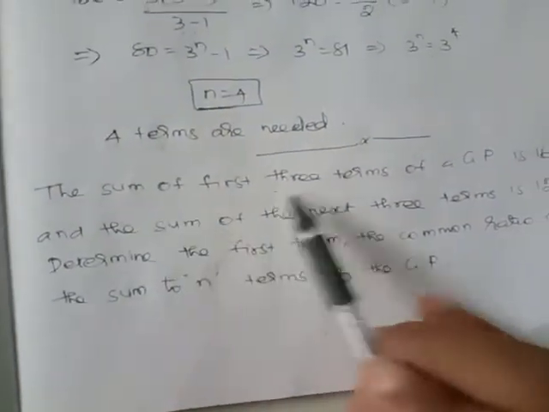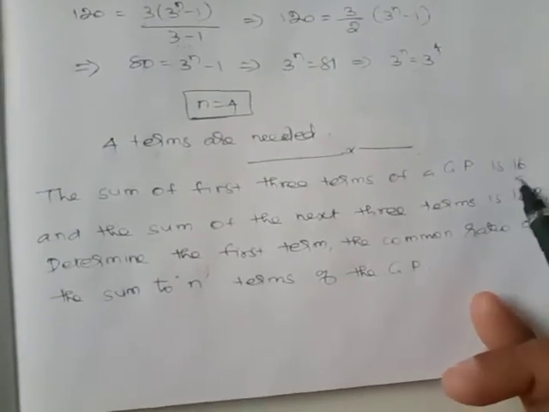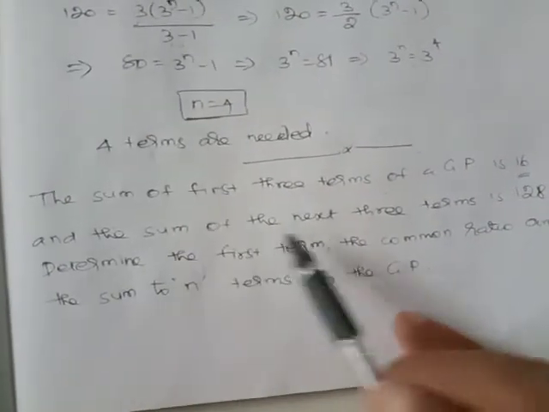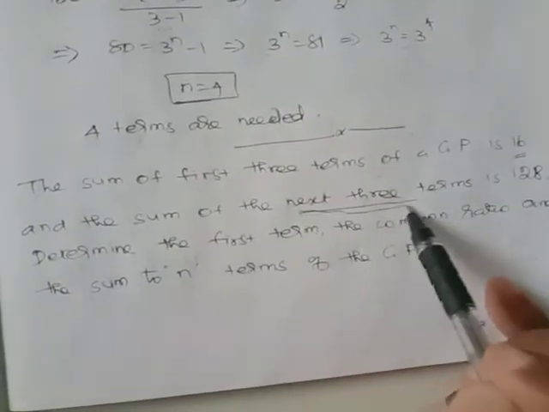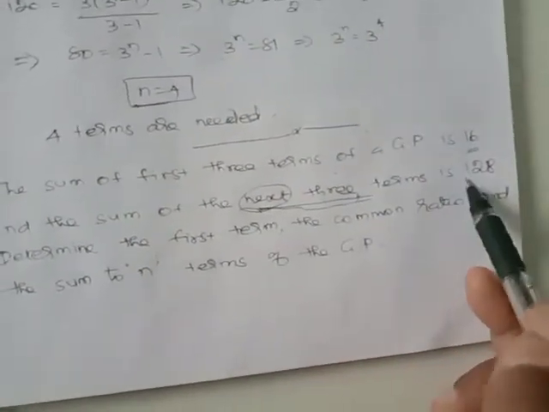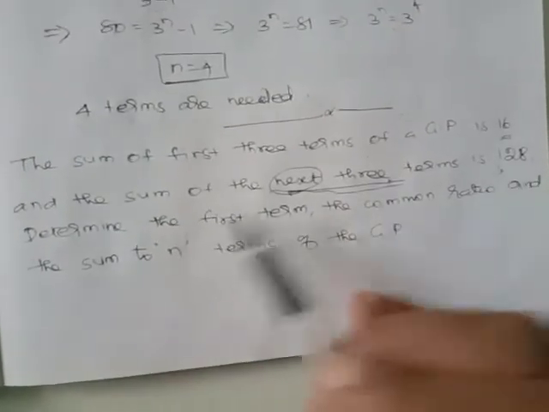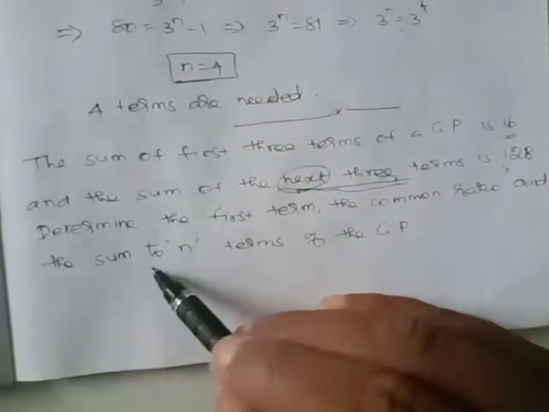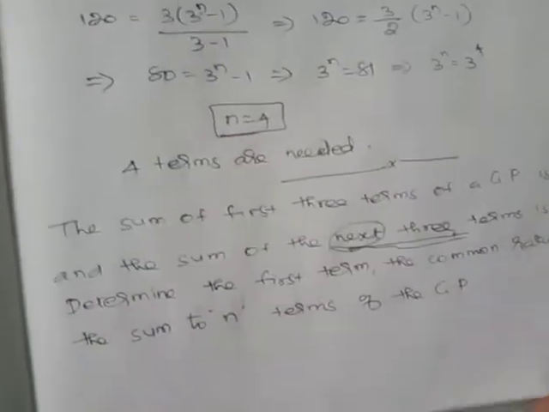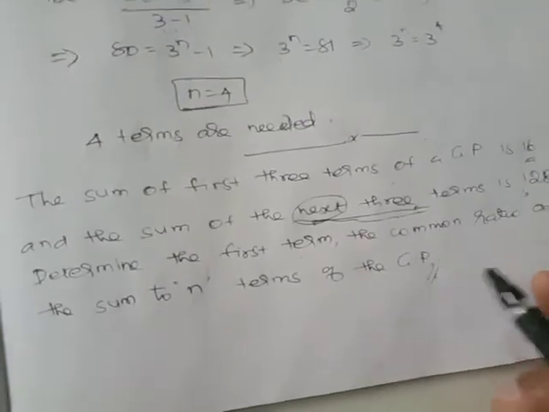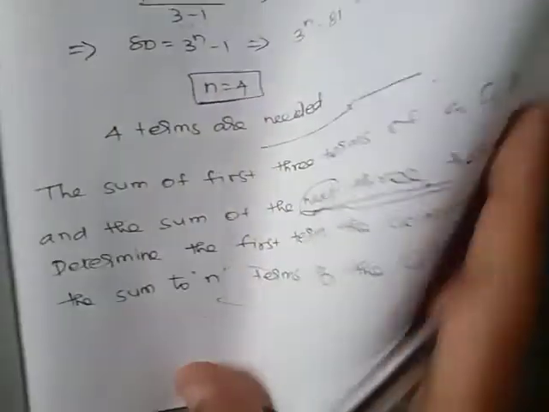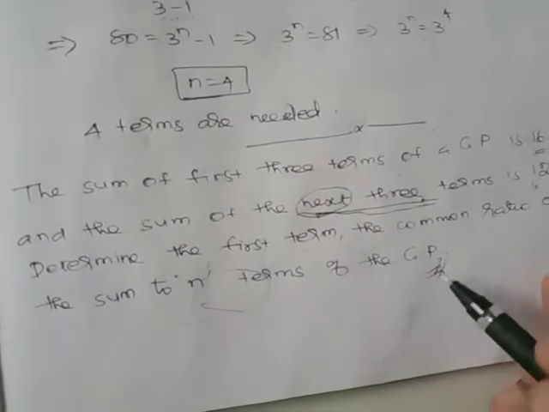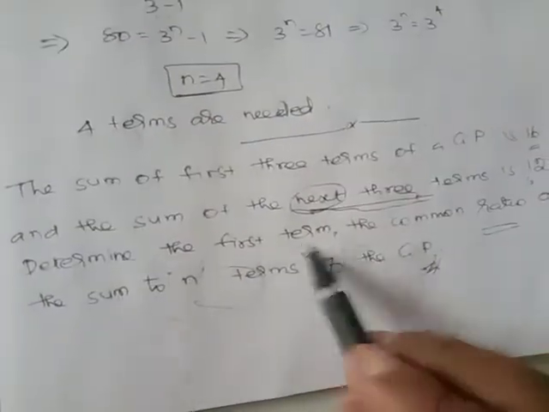The sum of the first 3 terms of a GP is 16 and the sum of the next 3 terms, please observe it, the next 3 terms added together, gives the answer 128. Now we need to find out the first term, the common ratio, and the sum of n terms of that particular GP. First we need to find the GP, from which we find the sum of n terms. To form the GP, the first term and the common ratio should be calculated. In order to get these two values, we are given this information.